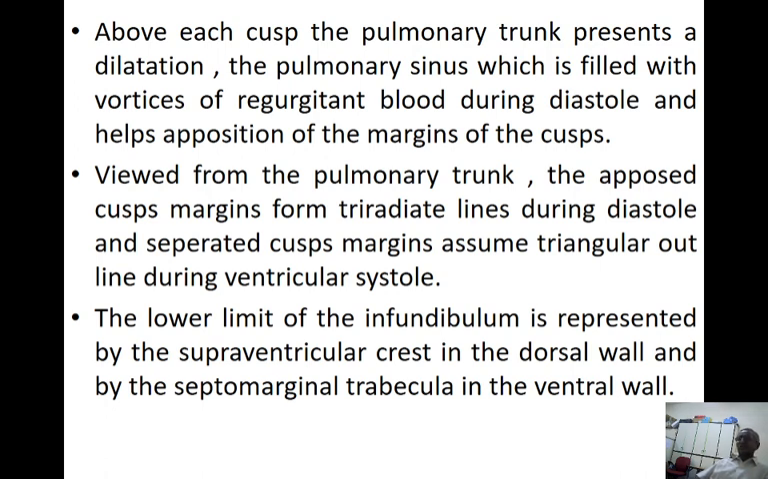which is filled with vortices of regurgitant blood during diastole and helps opposition of the margins of the cusp. So when they are filled, there is a chance of these cusp margins being closed. Viewed from the pulmonary trunk, the opposed cusp margins form a triradiate line during diastole, and separated cusp margins assume a triangular outline during ventricular systole. The lower limit of the infundibulum is represented by the supraventricular crest in the dorsal wall and by the septomarginal tubercle in the ventral wall.